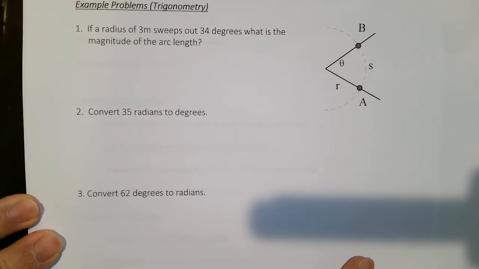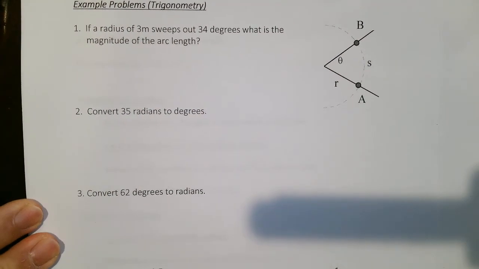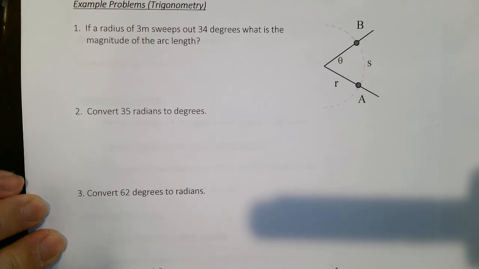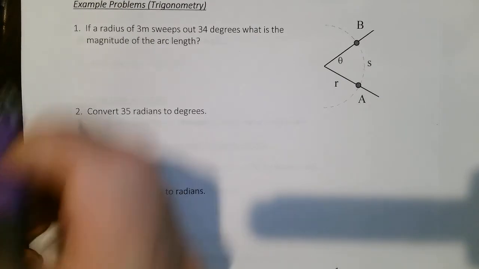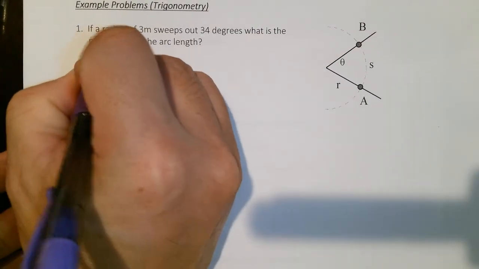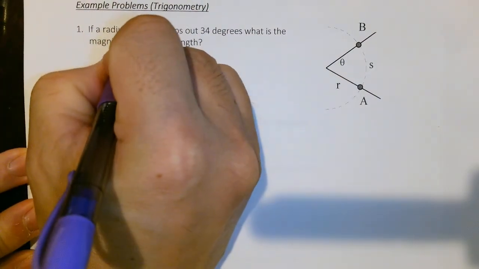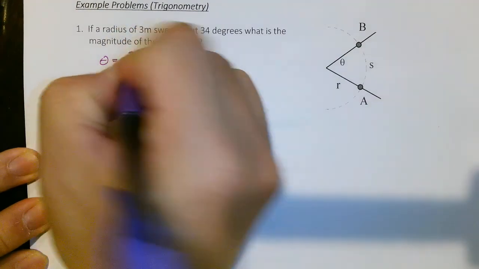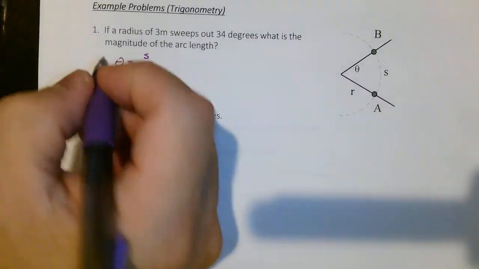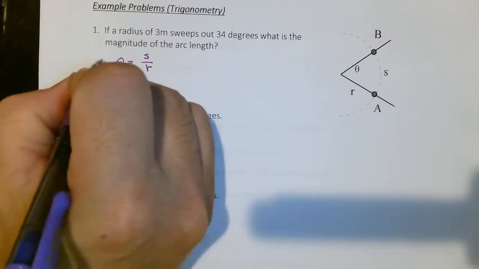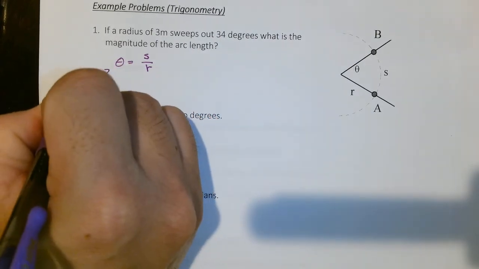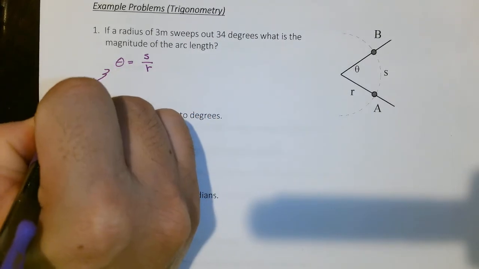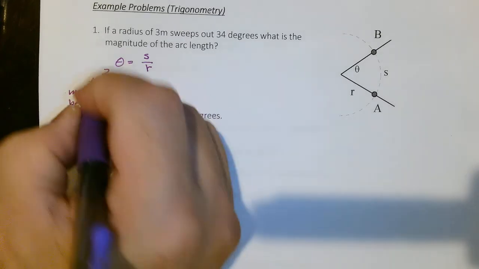All right. If a radius of 3 meters sweeps out 34 degrees, what is the magnitude of the arc length? Now, I know we went over this equation. Theta is equal to S over R. But it's very important to realize that this theta must be in radians.